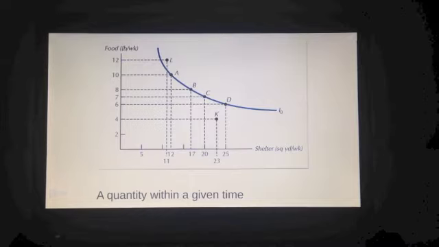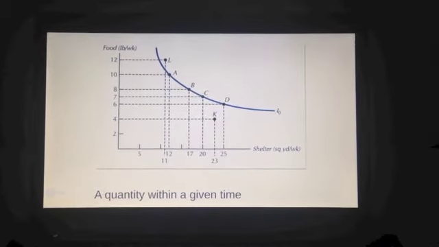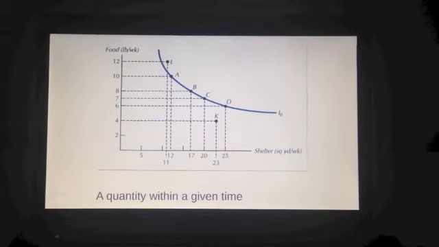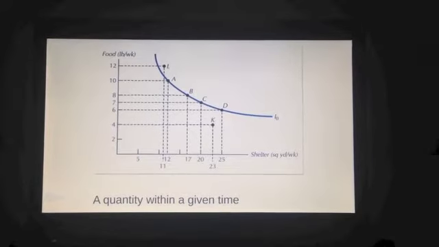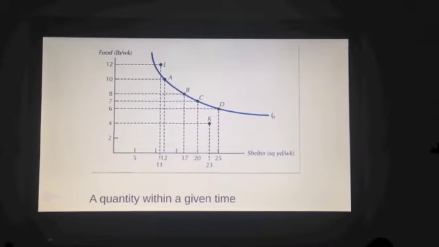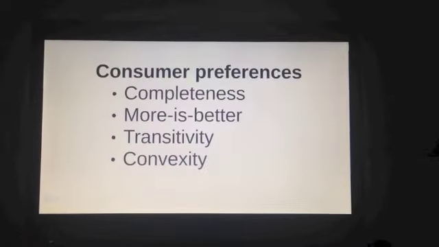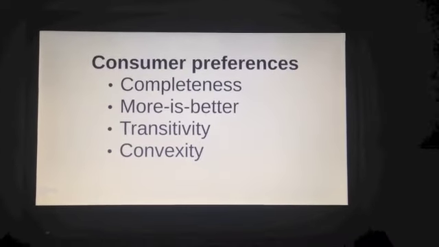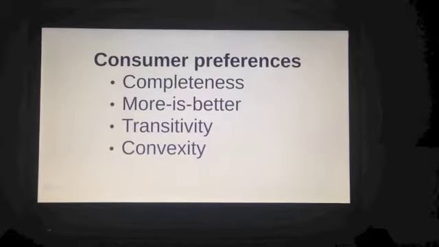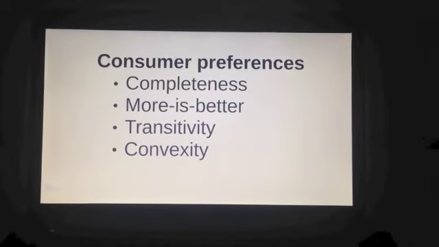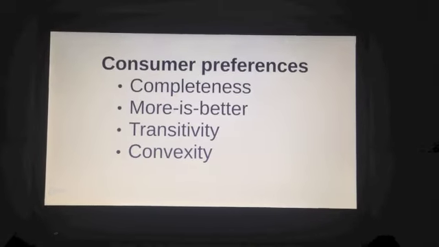Important to see is that when you graph indifference curves, it's always about a quantity within a given time. This is because consumer preferences can change over time. So as they are a graphical representation of consumer preferences, we will go a little bit into consumer preferences.